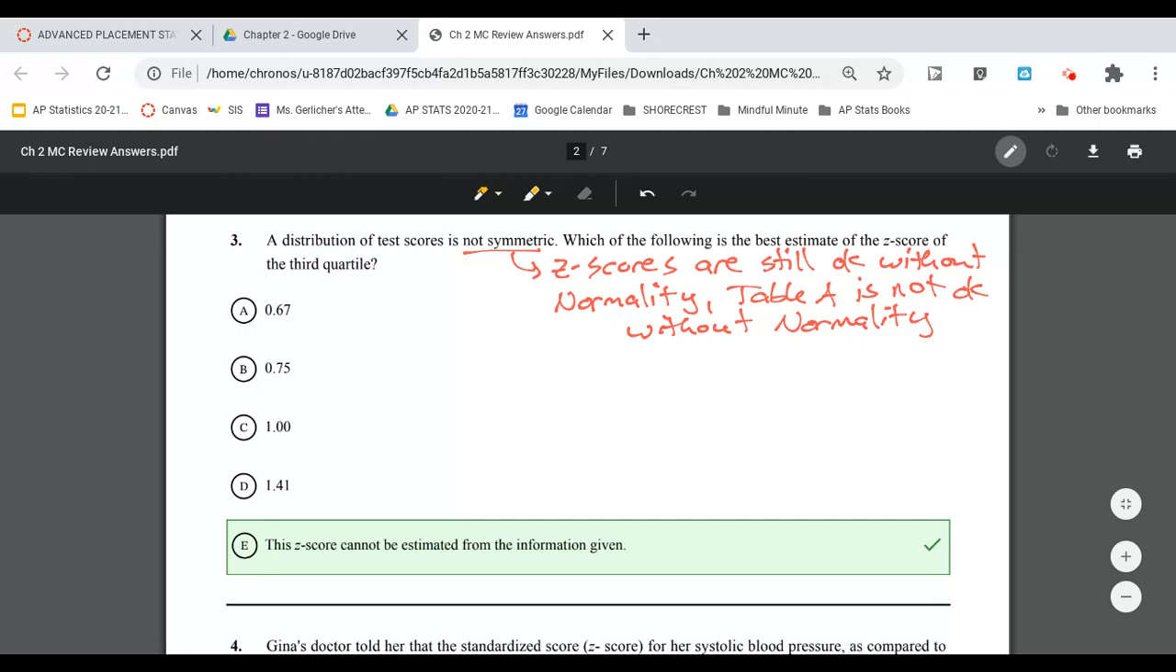But in order to use table A, that's the big thing here. Using table A assumes normality. If you look on the printout you have, there's a picture of a normal distribution up above it. Those percentiles are specific to a normal distribution. So you can find z-scores, doesn't matter what the distribution is, but to use table A, you have to have a normal distribution. And we know we do not have a normal distribution here, so therefore we can't estimate it. We can't take that third quartile, which would give us the 75th percentile, but then we would be stuck there because we can't use table A to turn that into a z-score. So can't do it.